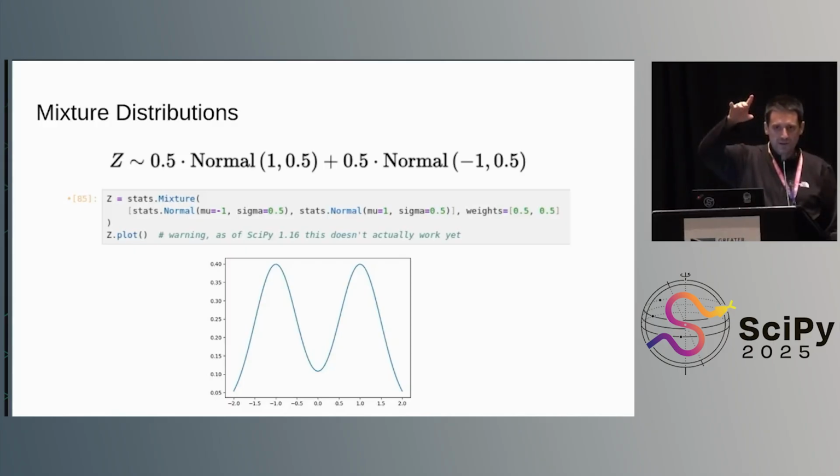So a zero inflated beta: someone asks, can you implement zero inflated beta in SciPy? I think there's probably an issue asking for that. You could create it as a mixture distribution.